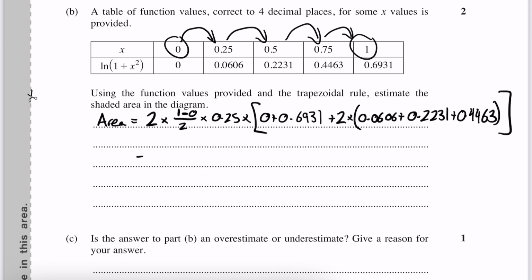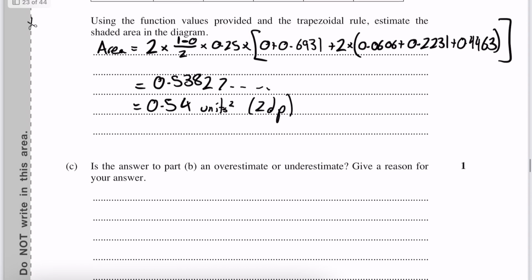If we work all of this out, we eventually just get 0.53827, which is equal to 0.54 units squared, and that's to 2 decimal places. I know it doesn't specify that we need to round it to any sort of placing, but 2 decimal places is quite standard. And yeah.